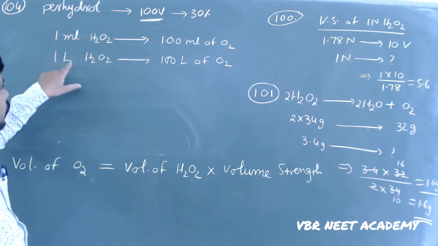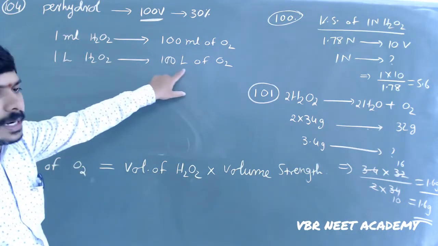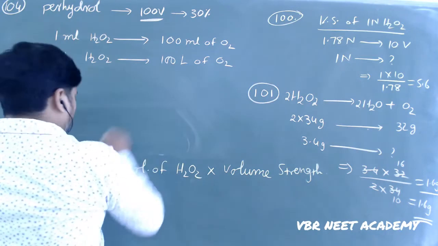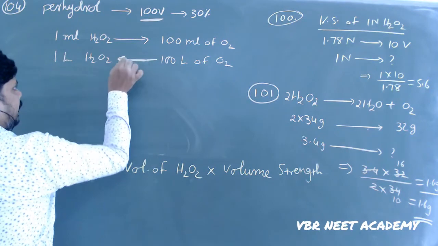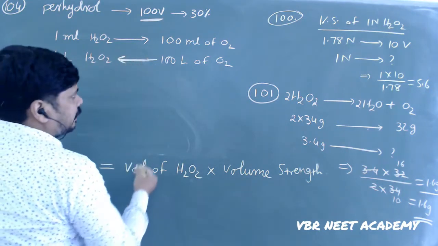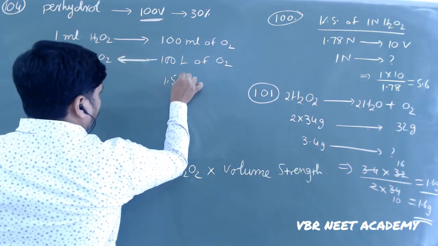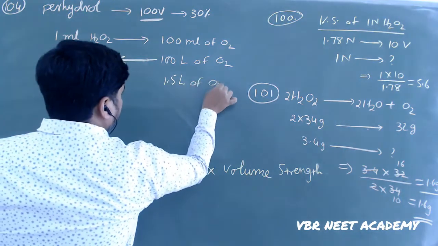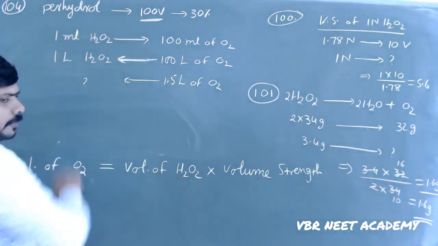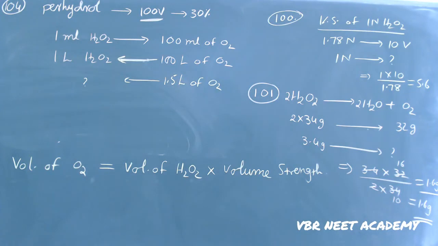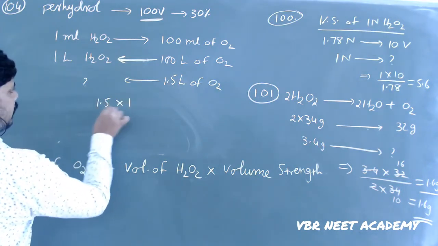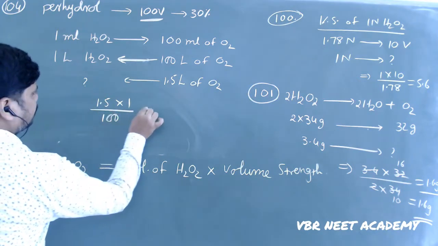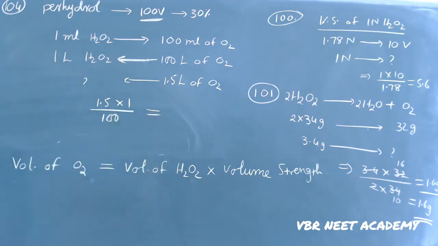According to this, 1 liter of H2O2 is liberating 100 liters. They are saying 1.5 liter only. So 100 liters are obtained by 1 liter of H2O2 decomposition. If I want to get 1.5 liter of oxygen, how many liters of H2O2 am I supposed to take? So this is nothing but 1.5 into 1 by 100. So this is what we are going to get.